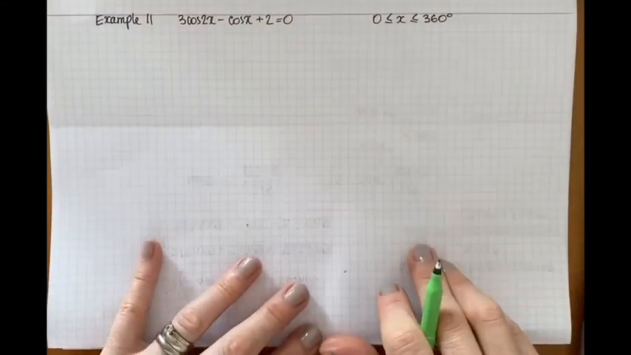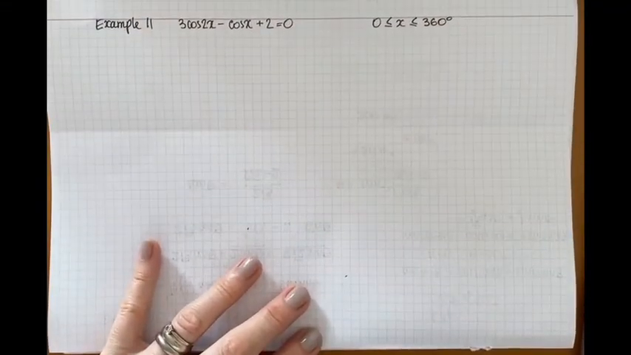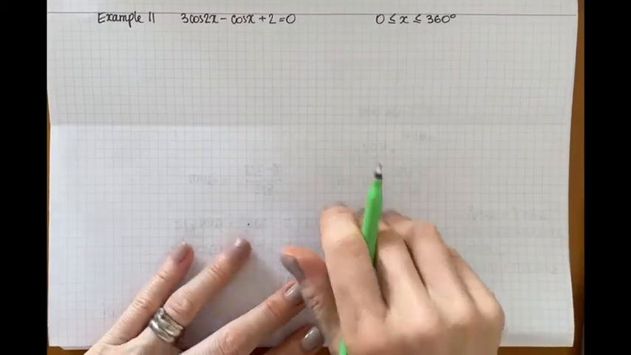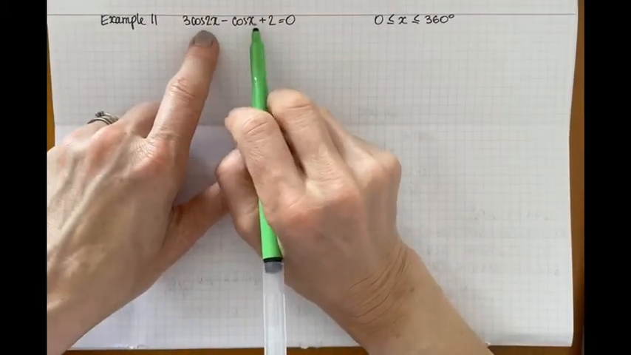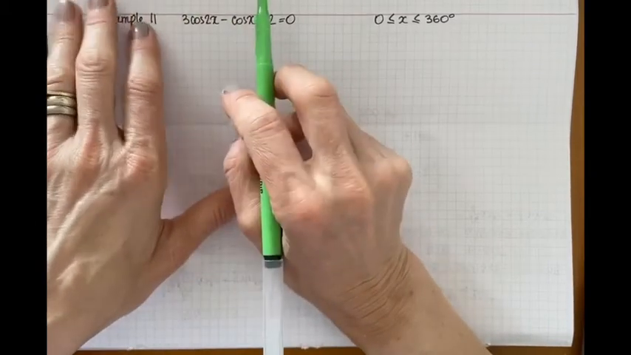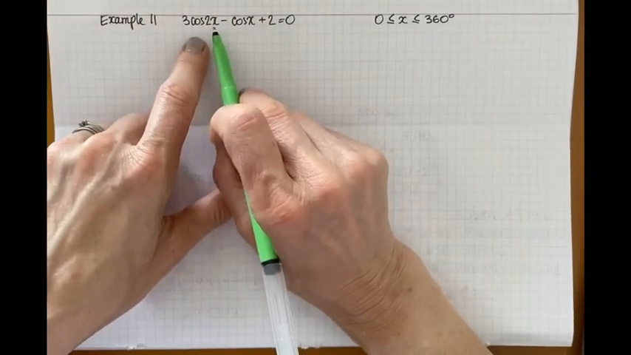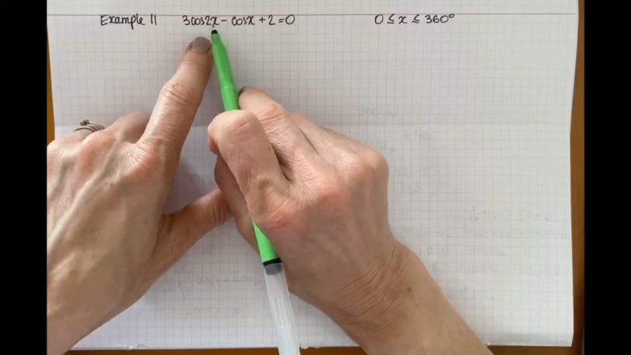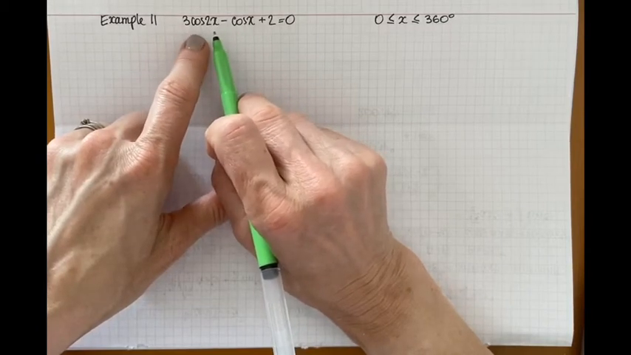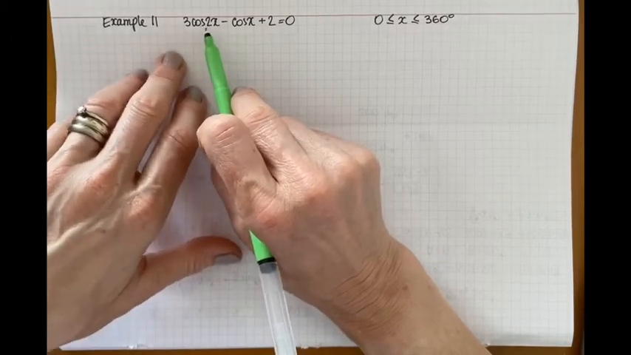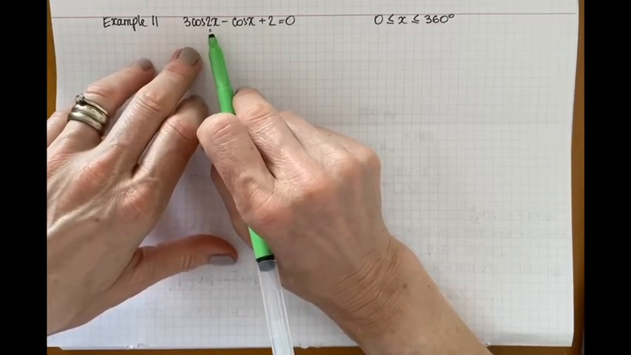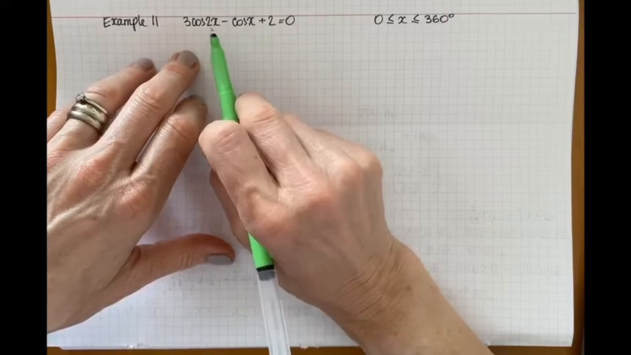Example 11. We're going to solve this equation. You can see that there is a double angle formula, so the angles are different. You can't do anything with that until the trig functions are of the same angle. It doesn't have to be single, as long as they are the same angle everywhere. So at the moment, you need to change cos 2x into a single x.